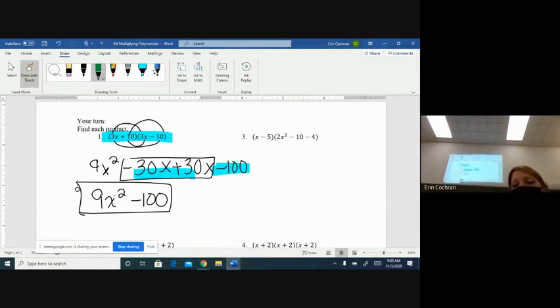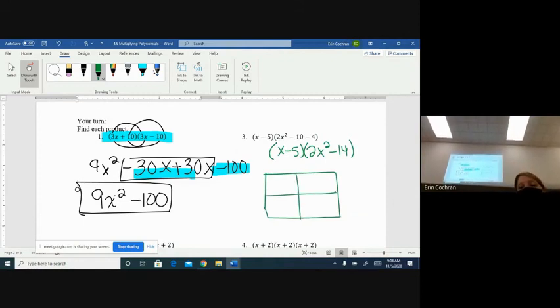What's negative 10 minus 4? Negative 14, right? All right. So now someone said let's do the table. They like doing the table, so we'll do that. We have a 2 by 2, right? So what do you want on this side here? x and negative 5, okay? And then on the top, 2x squared and negative 14.